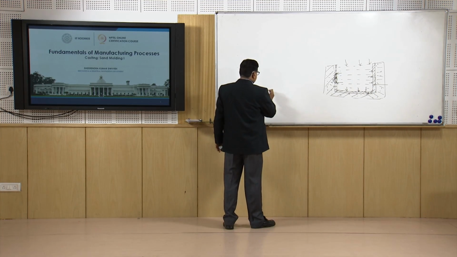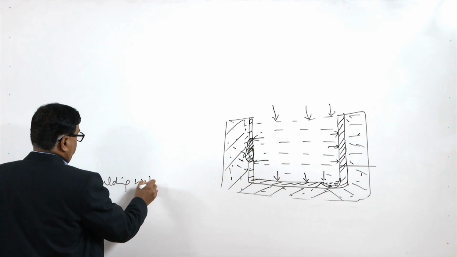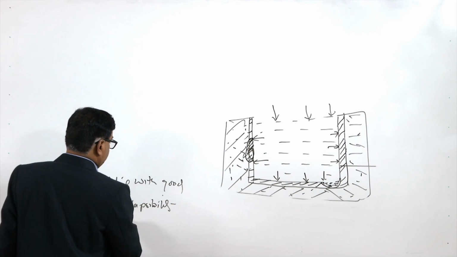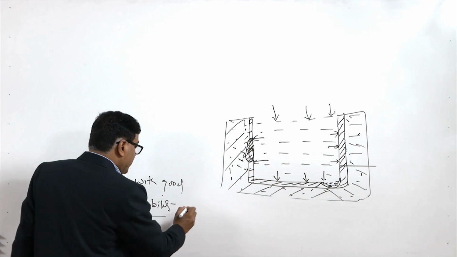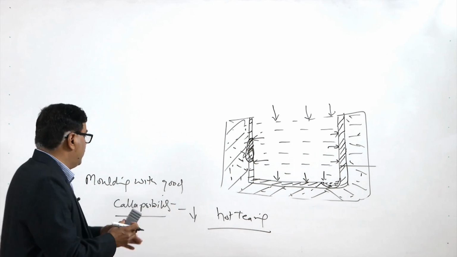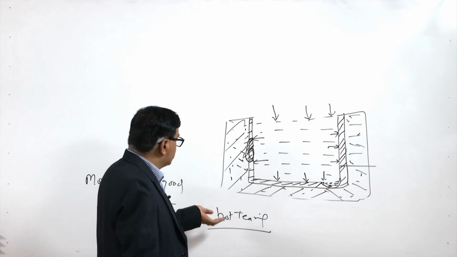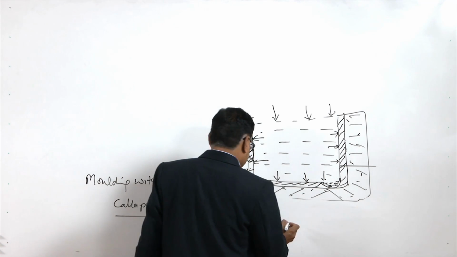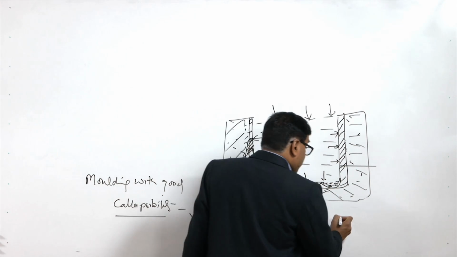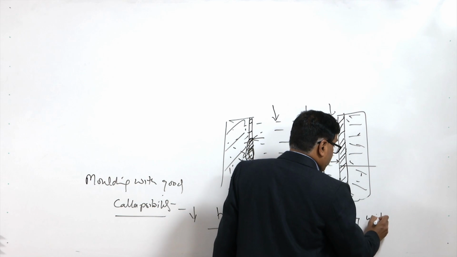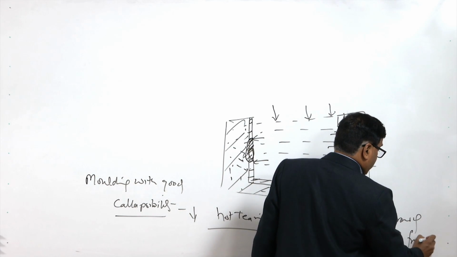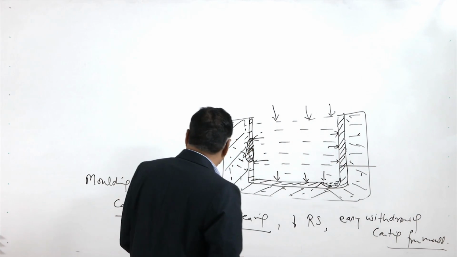So, the molding sand with good collapsibility reduces the chances of hot tearing, because during the contraction of the casting the mold will collapse, so it will reduce the chances of hot tearing as well as reduce the tendency for the development of residual stresses, and it will facilitate easy withdrawal of the casting from the mold. This is what is facilitated when the collapsibility is good.